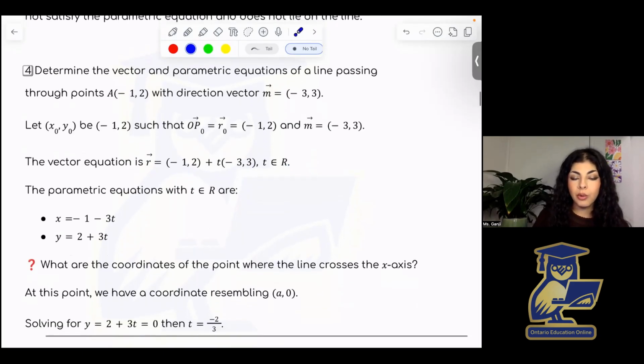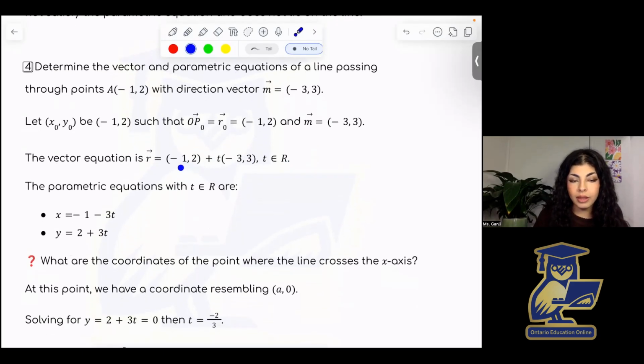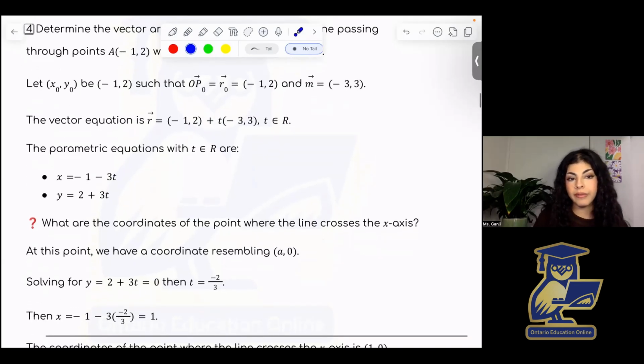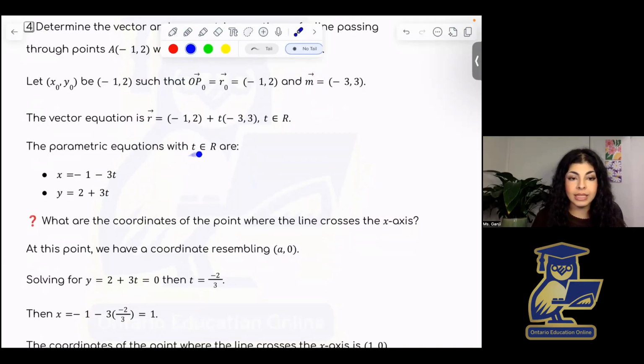And now the parametric equation, again, we get from here. So the x values, which is negative 1 minus 3t, and the y is going to be 2 plus 3t. And you definitely want to pay attention here to both your parameter and the values of your direction numbers in order to set this up correctly. And whenever we're writing the parametric equation, we do add that t is in the set of real numbers here as well because we are using the variable t here.